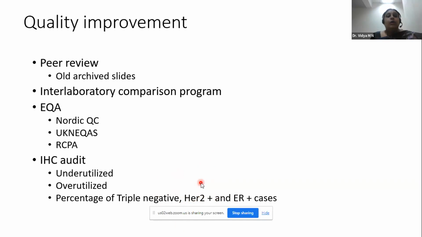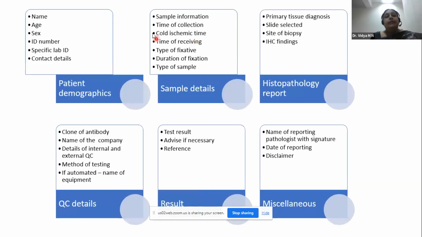So this is what a good IHC report is going to encompass: your demographic details, sample information, type of fixative, what is the duration of fixation, cold ischemic time. Your primary tissue diagnosis is very important because you need to know, for example, a round cell tumor. Now, what are the antibodies that you put up? You may have 2 or 3 different blocks. Now, in one you may have a leiomyosarcoma, in one you may have an osteosarcoma-like area. So whether it is a tumor which is de-differentiated, which is the block that you have selected, and what is the correlation of the biopsy with your IHC findings.